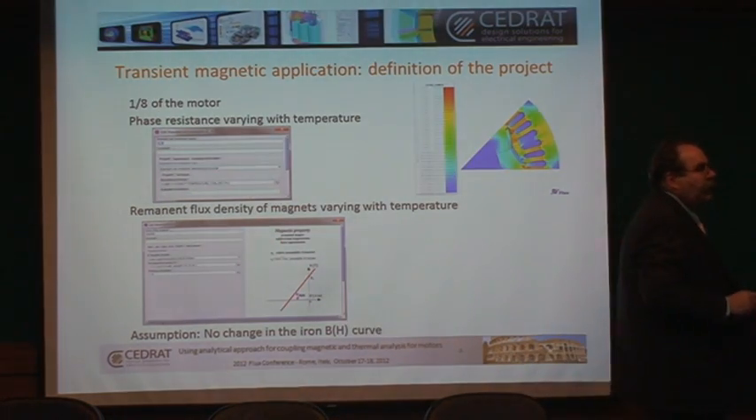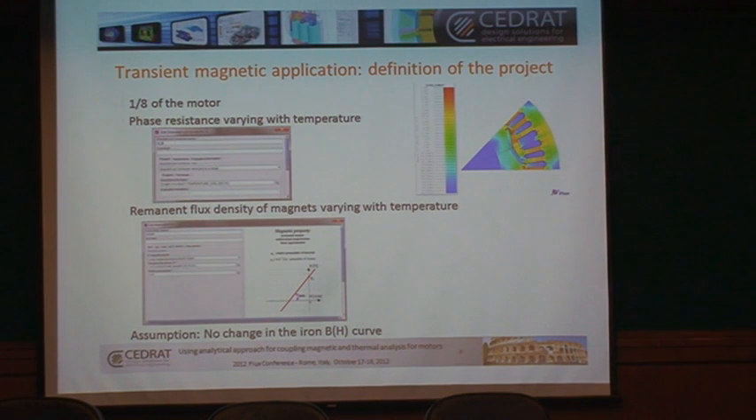The resistance of the phase is associated to the temperature, which means that if the temperature increases, the phase resistance is going to increase. Also, inside the flux density of the magnet, we also have now the temperature which is affecting the magnet itself. And because of the change of the temperature, we're never going to go to 500 degrees, so the BH curve is going to change so little that we are going to ignore the variation in the BH curve with the temperature.